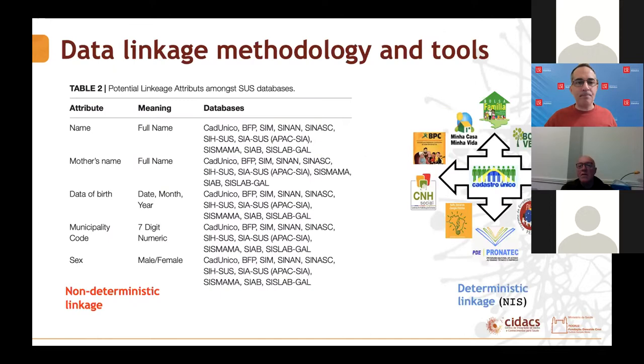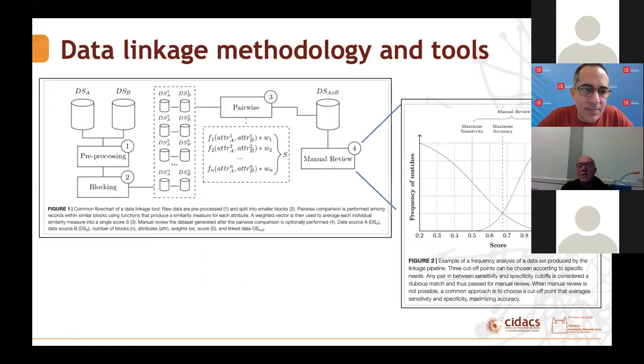In terms of methodology and tools we use for linking, again, we must work with non-deterministic linkage for any health database. So we look into potential attributes for linking, and these are our main attributes for performing linkage: name, mother's name, date of birth, municipality, and gender. And these attributes are present in all the databases, so we can design any linkage strategy around this type of tool. We try to follow the same standard data linkage pipeline we found in several other research center works. So basically we do some pre-processing and standardization and transformation of any data set.